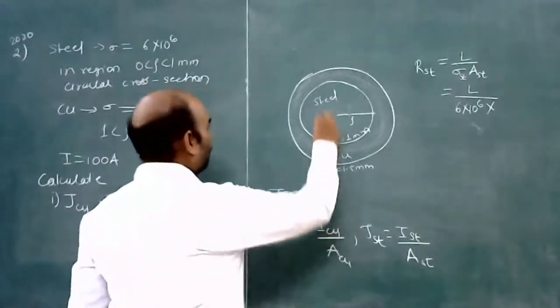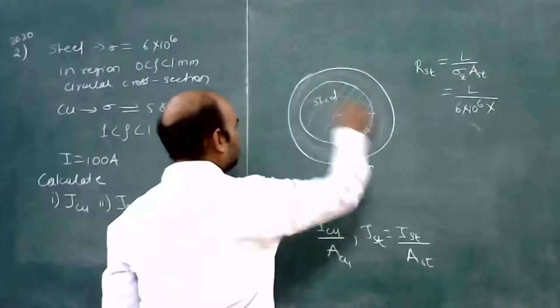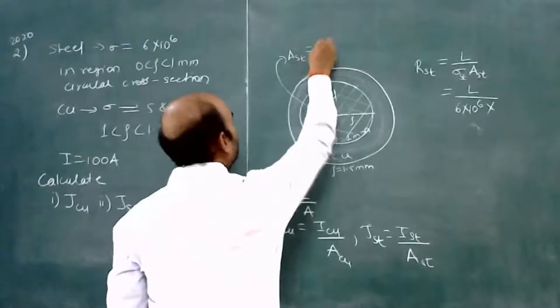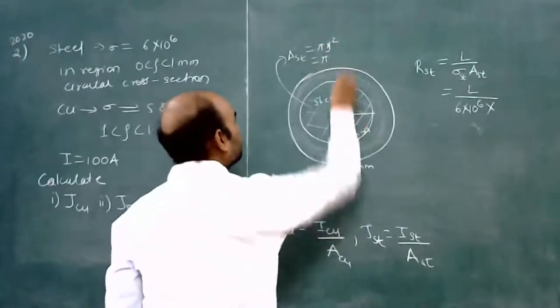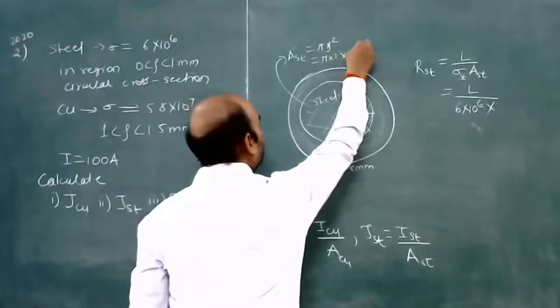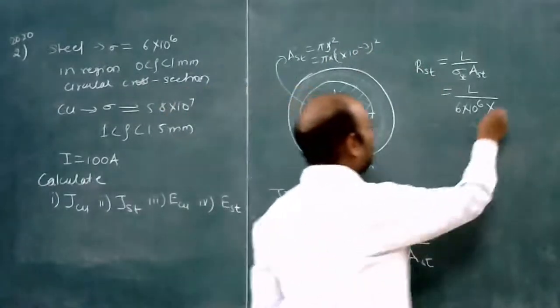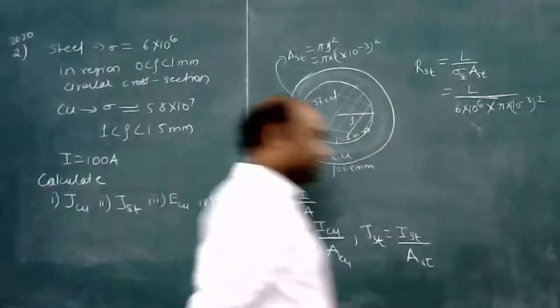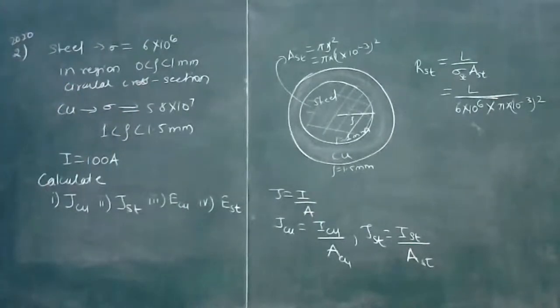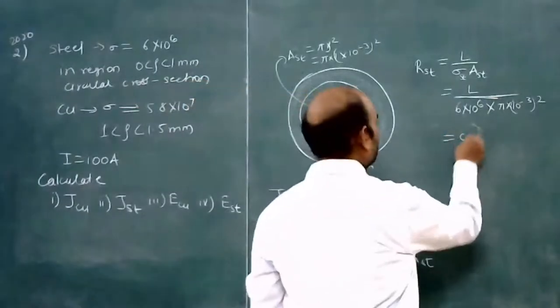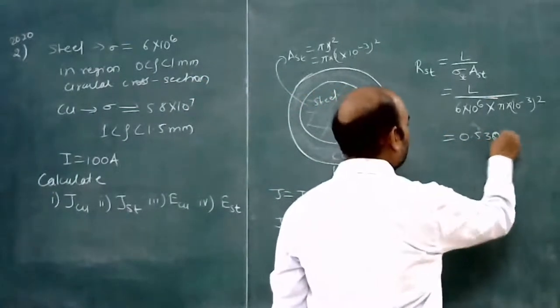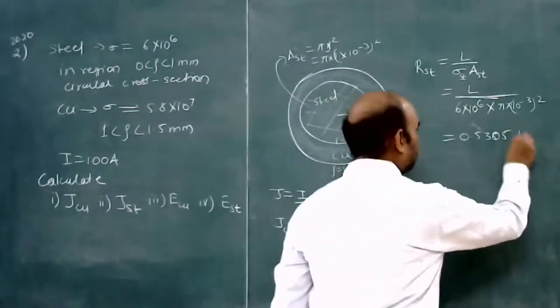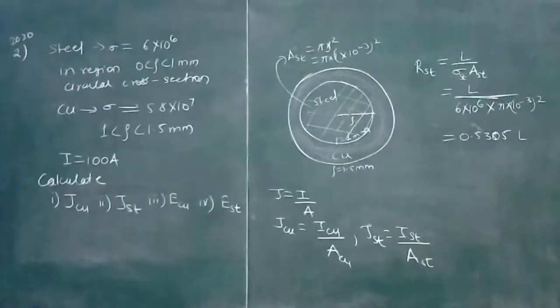So the area of this cross section, this is a circular cross section. So area will be equal to pi rho square. So pi into 1 into 10 to the power minus 3, whole square. So this is equal to 0.053, into length. Length is not given.